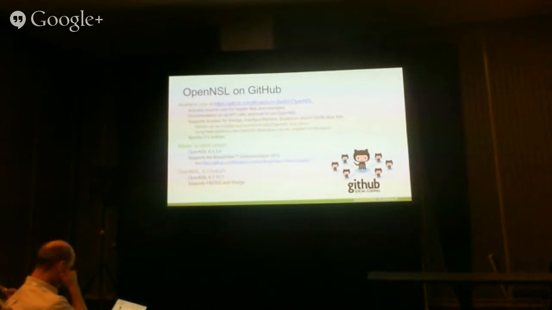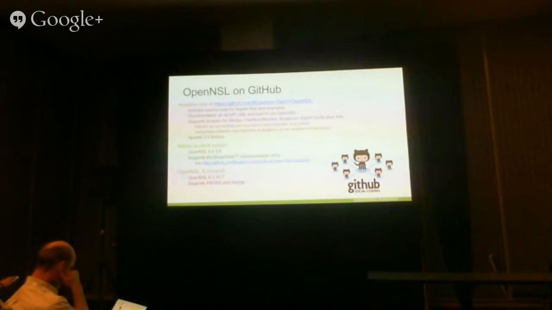So how are we making this open source when I'm talking about the SDK being proprietary? All of the include files that you need to compile with OpenNSL, all of the documentation, and examples as well, are all there on GitHub. But the SDK itself, the southbound layer underneath, is in binary form.